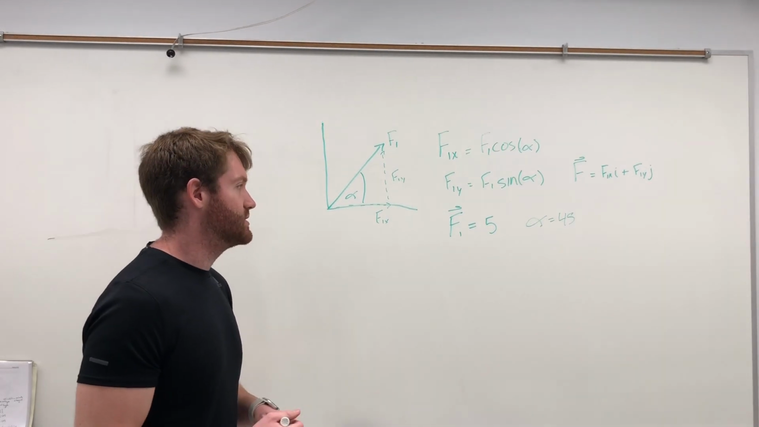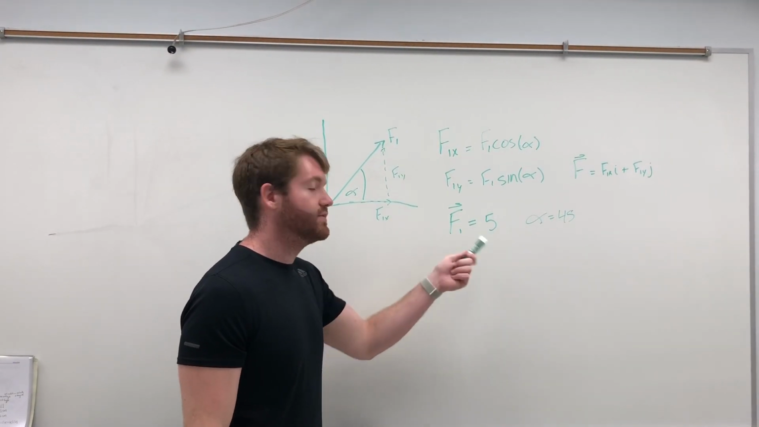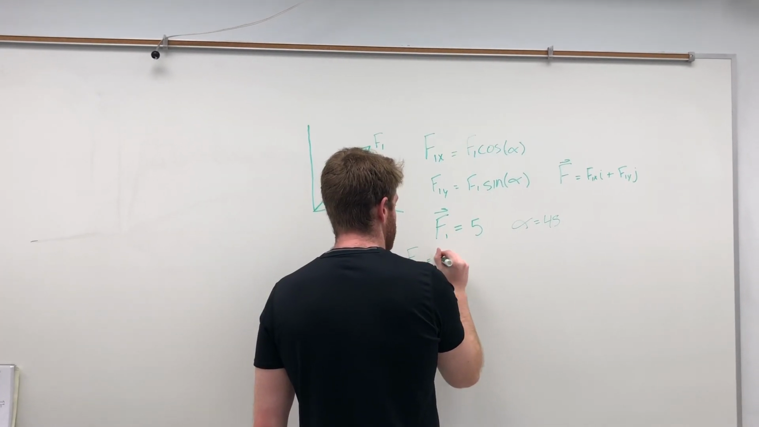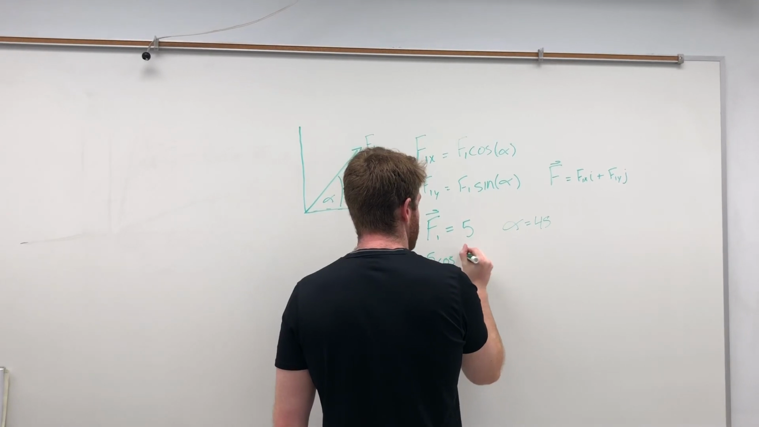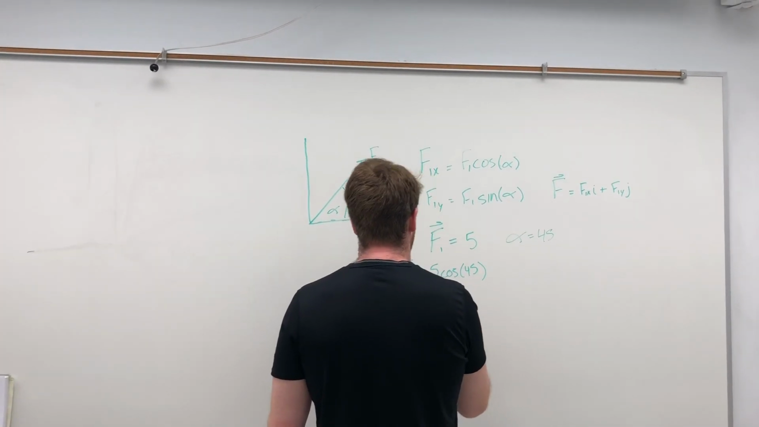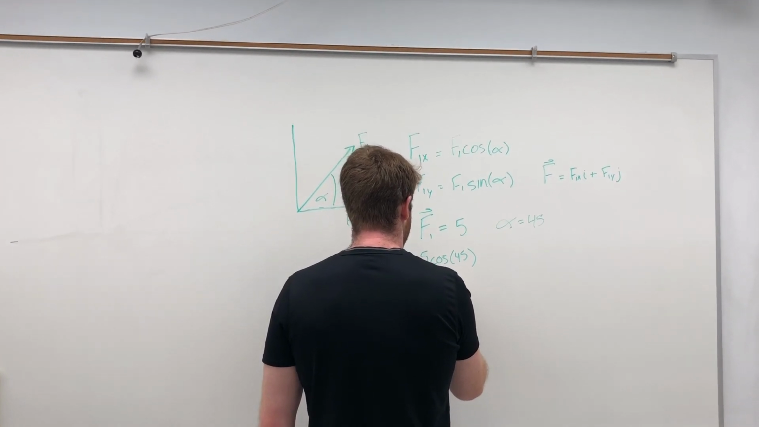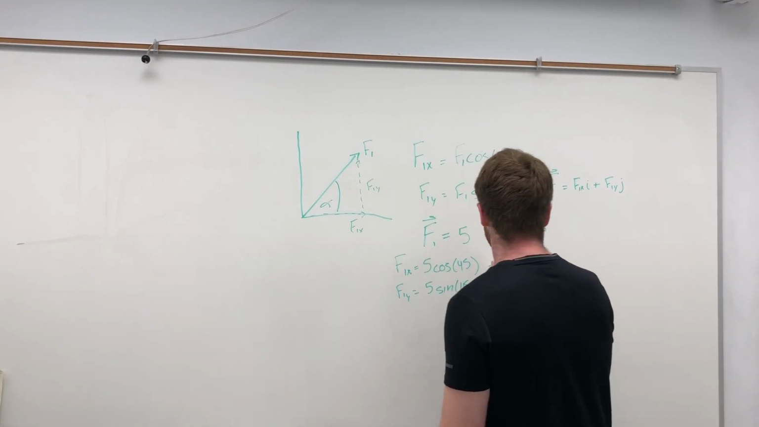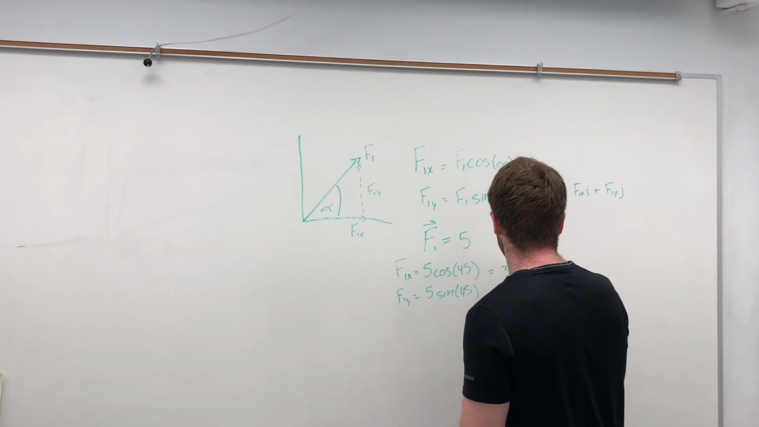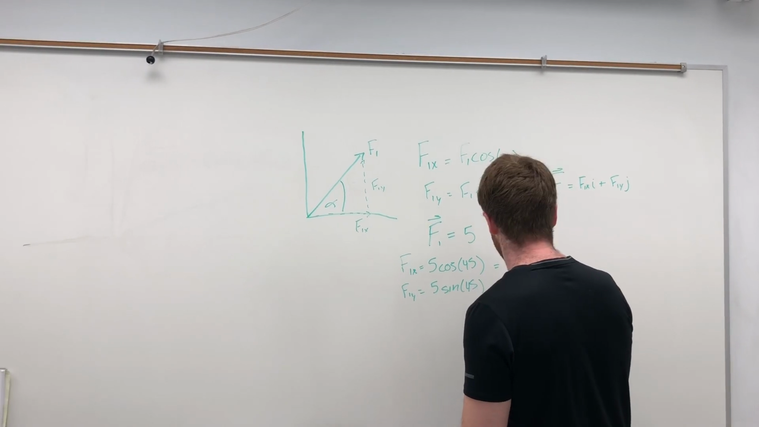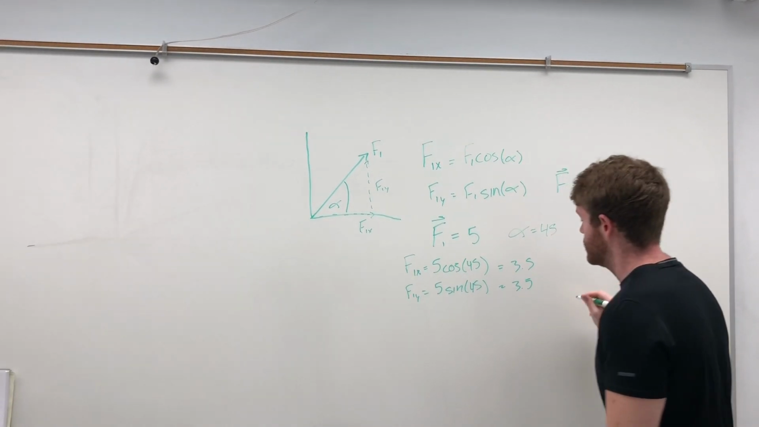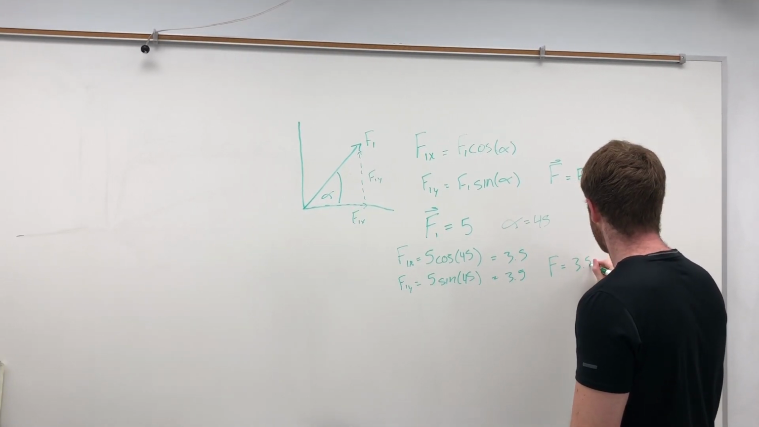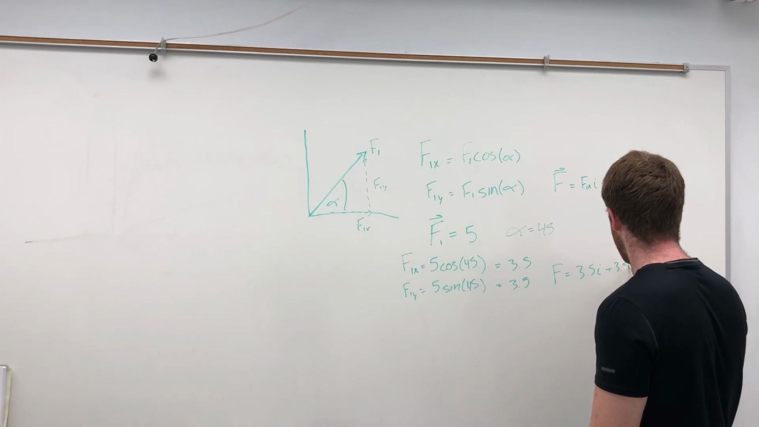Just for a quick numerical example, we'll say F1 equals 5 and alpha equals 45. F1x will equal 5 times cosine of 45, and F1y will equal 5 times sine of 45, which will give us values of 3.5-ish and 3.5. So then we can put it in our final vector notation, say 3.5i plus 3.5j.